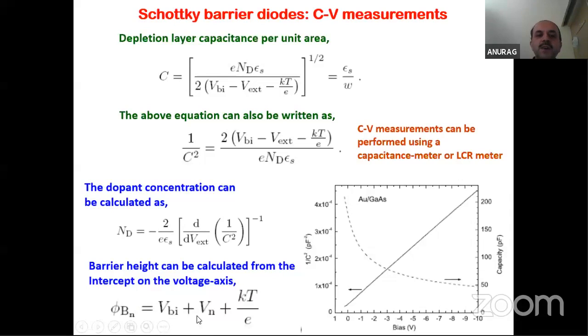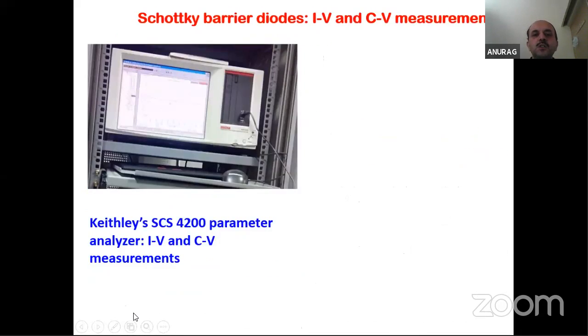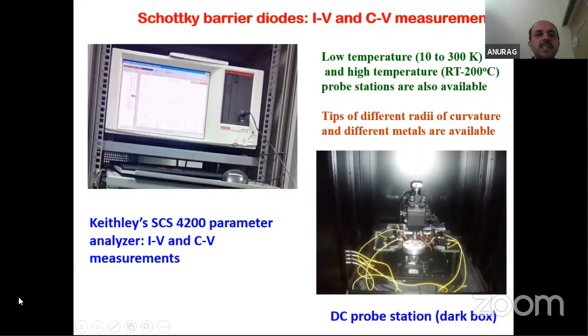So the intercept, if I see, I can calculate using this relation, V_bi plus V_n plus kT/q, it gives me the barrier height. So even CV measurements also give you the barrier height of a Schottky barrier diode and also the carrier concentration in a particular semiconductor material. So this is another DC measurement which is very important for the characterization of the material as well as the Schottky barrier diode. So this is actually, just briefly, the Keithley SCS4200 parameter analyzer.